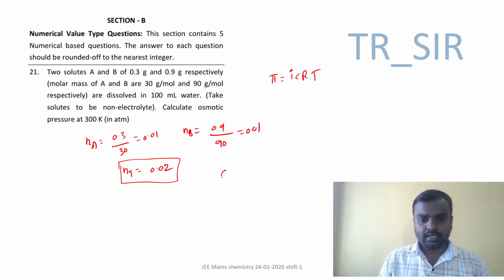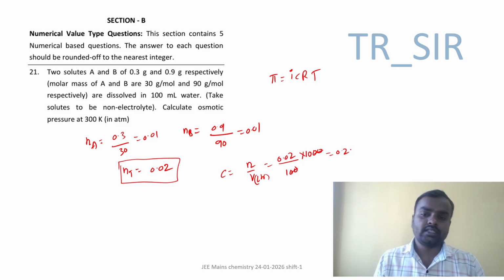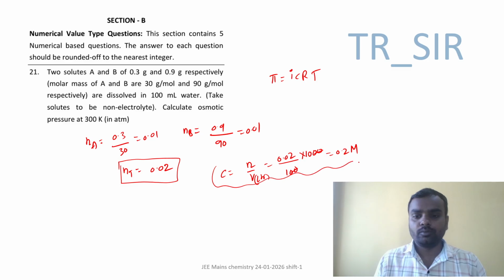Now try to find the concentration. Number of moles by volume, and the volume should be in liters, guys. Number of moles is 0.02. Volume 100 ml is given, convert into liters. Then 100 cancels out. You got the concentration 0.2.